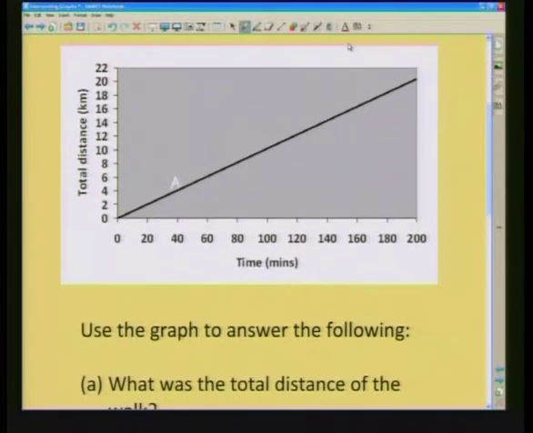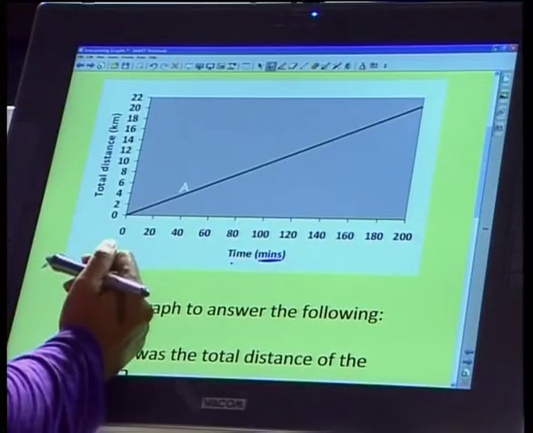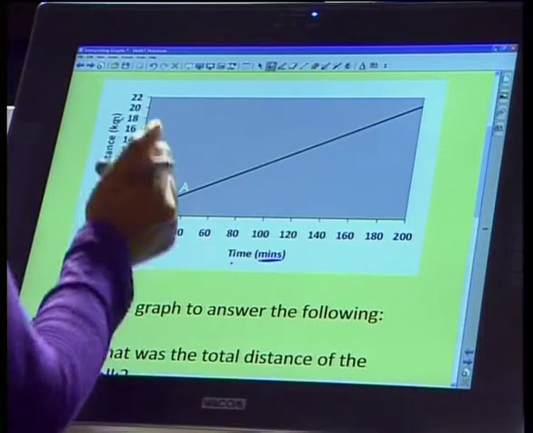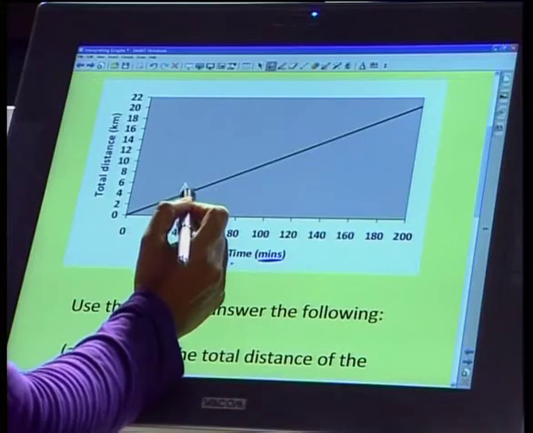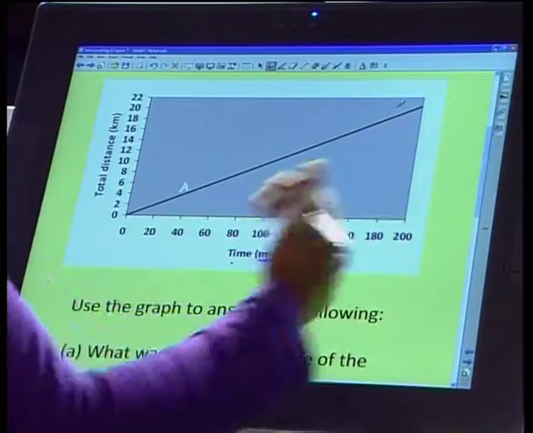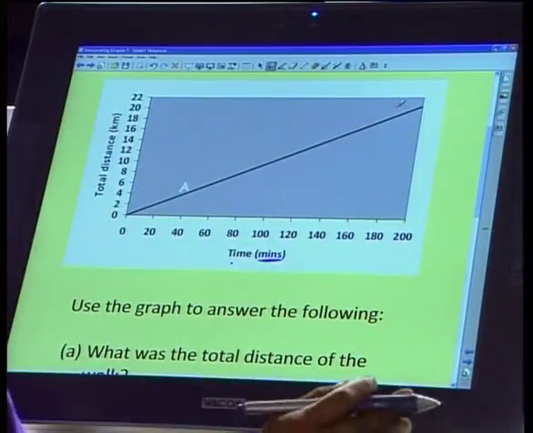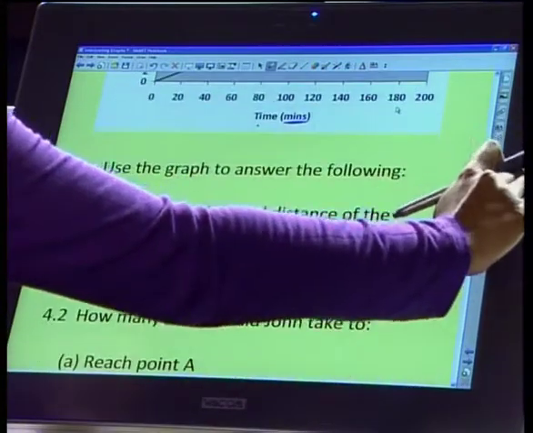So before we actually start answering the questions, let's look at the graph. We see that his time is measured in minutes on the x-axis, and then his total distance is measured in kilometers on the y-axis. So we've got time in minutes and distance in kilometers. They've also marked off a point A on the graph, and we see that it is in fact a straight line, so that's the total distance that he has covered. He hasn't rested at any point, so it's an increasing graph. All right, so let's answer the questions.